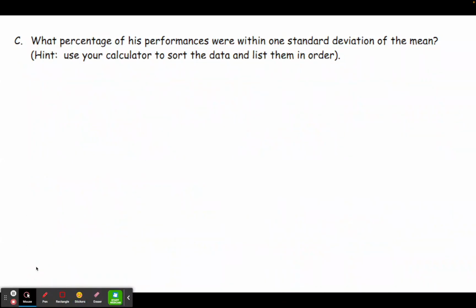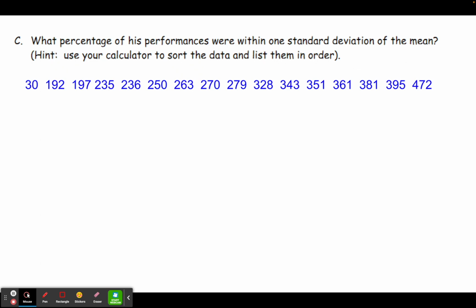Now, question C asks what percent of his performances were within one standard deviation of the mean? And they give you a hint here to use your calculator to sort the data and then list them in order. So I'm going to do that here. I'm going to just put all those games in order with the smallest number of yards first up to the largest number of yards. And we want to know what percent of his performances were within one standard deviation of the mean. Now, remember, the mean was 286, which is right about there. And that's not quite in the middle of the data. And that's okay. And that's because of the way that the data is sort of distributed there.